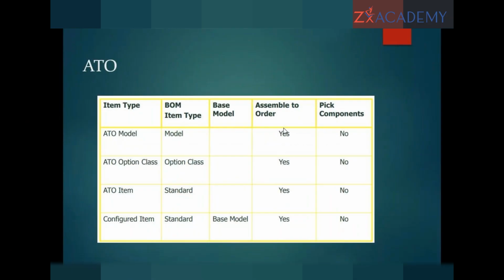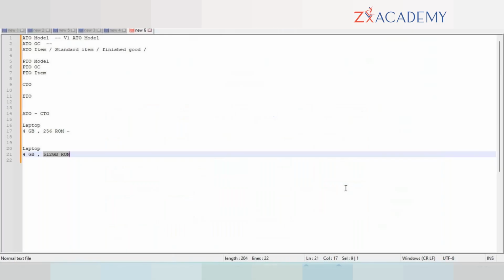If you see the difference, we have the ATO attribute. ATO order will be yes for this ATO model. Option class also yes. For ATO item also yes. Configure item it is yes. Pick components will not be checked because pick components will only come into the picture for PTO things. ATO will only come for assembling. If you have the parts ready, you will just assemble it and make the end product. So this is about the ATO now.